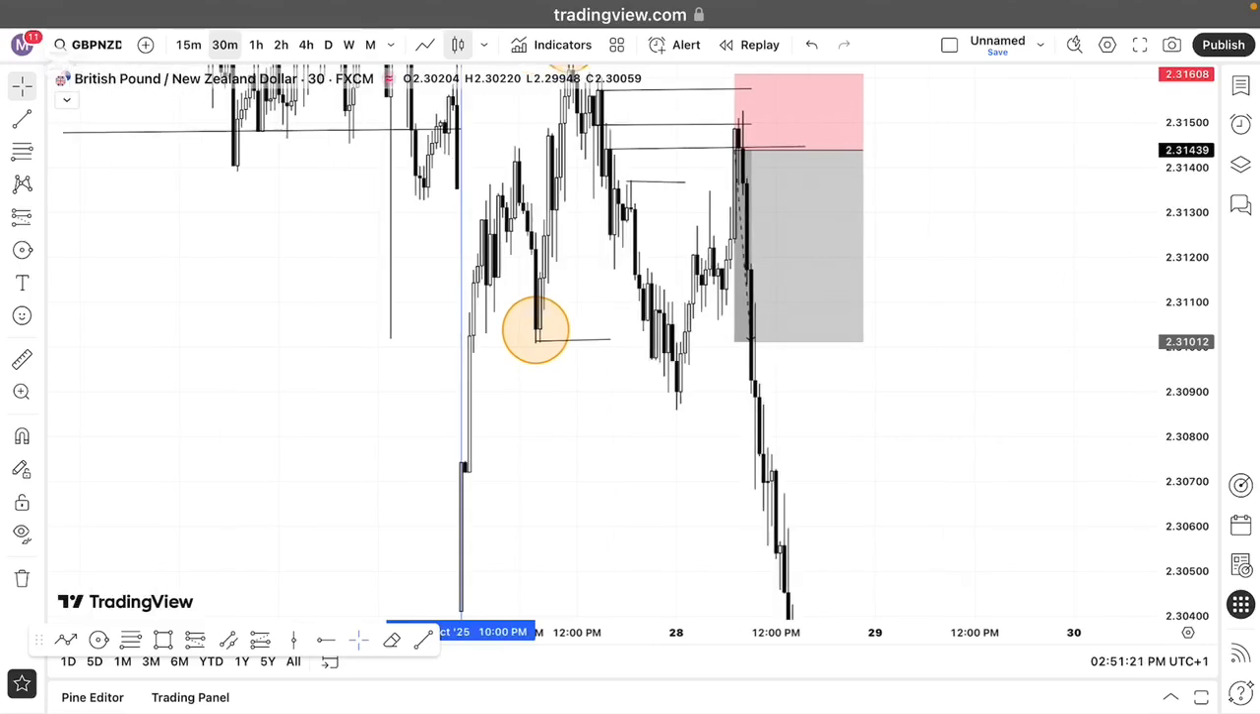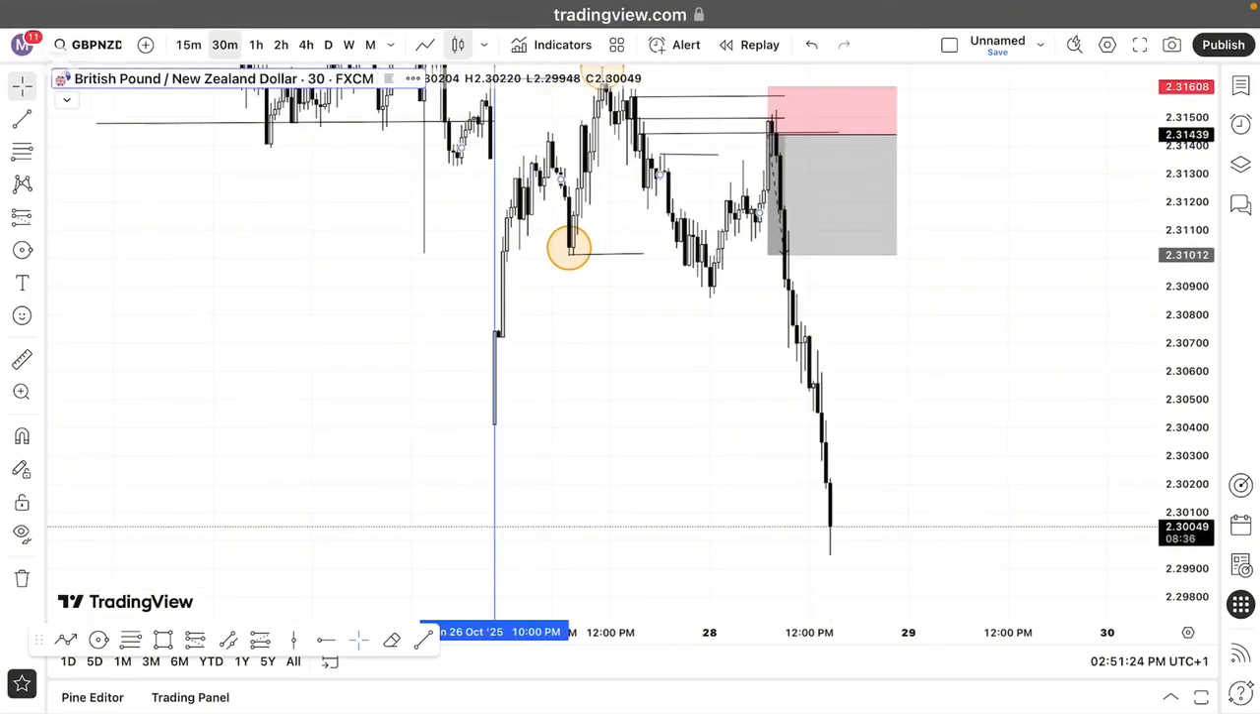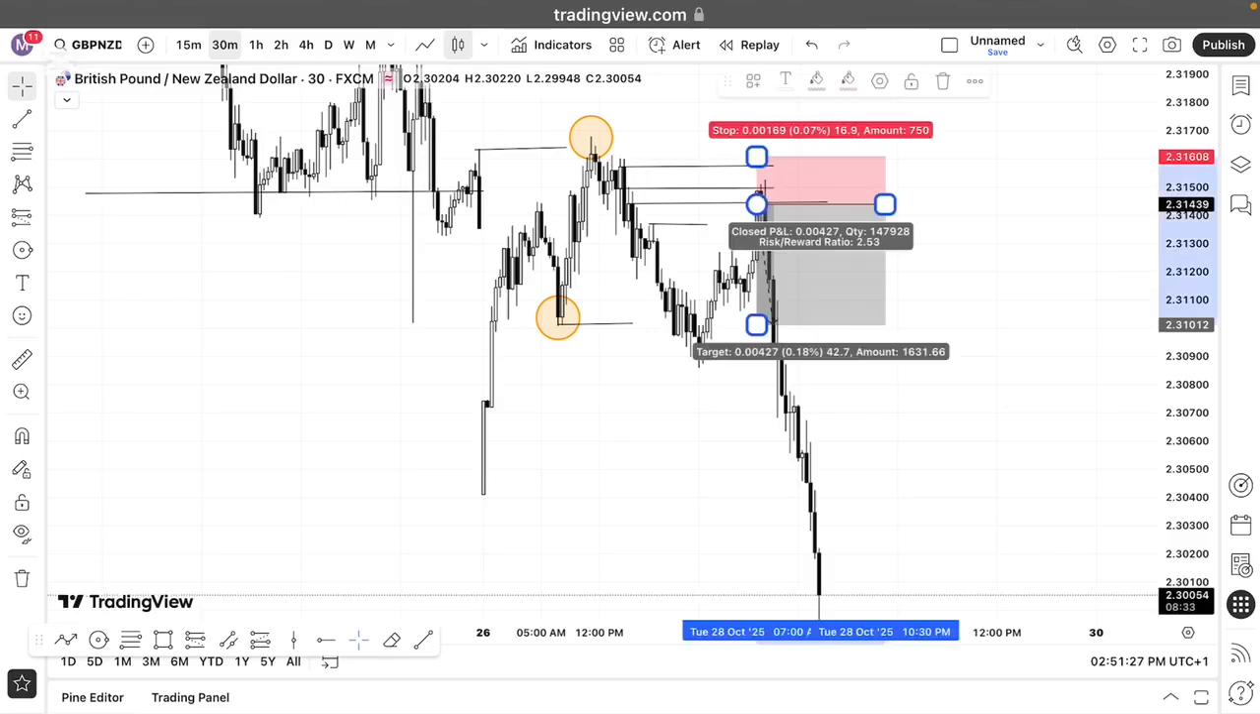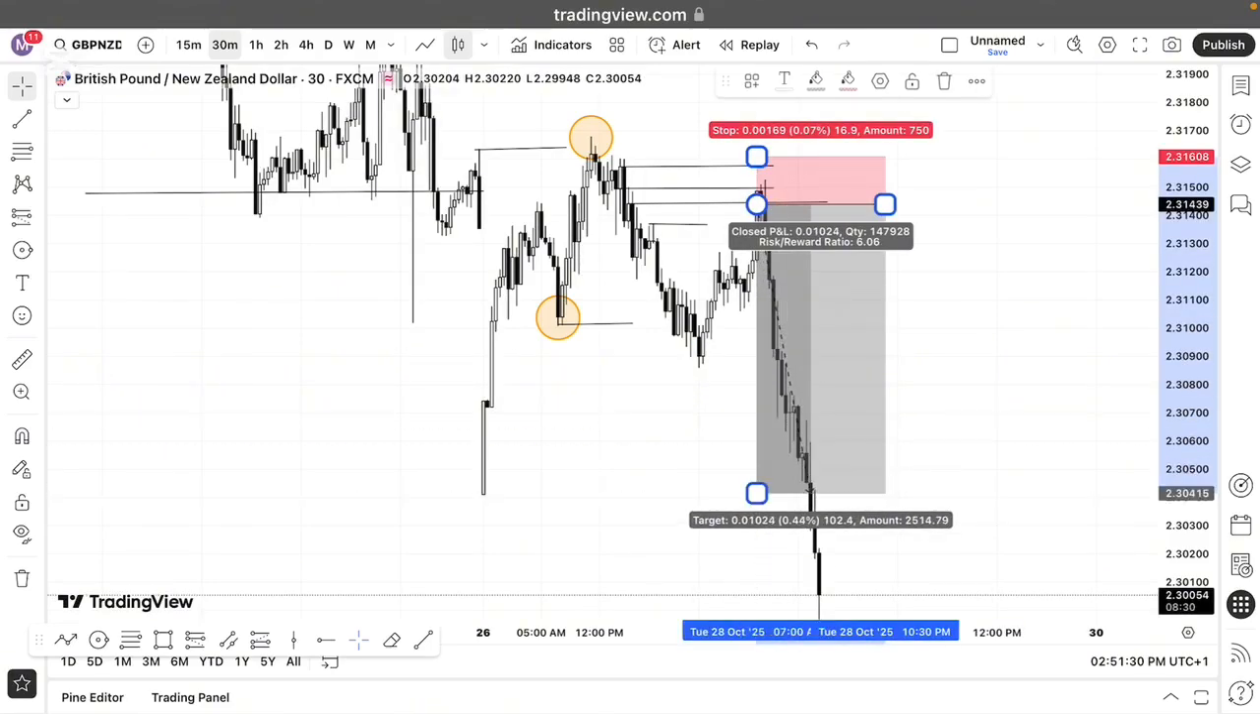And now target. My target was this. Let me clear out this one now. My target was this last one here, or this last swing here. I target this last swing. That was 1:6. I managed to secure this 1:6.